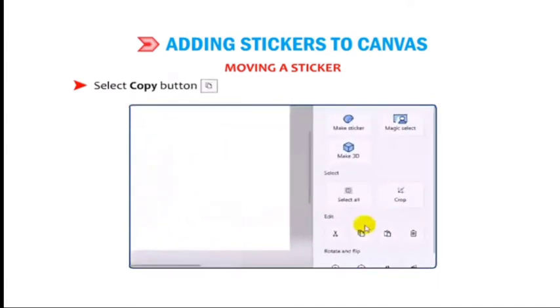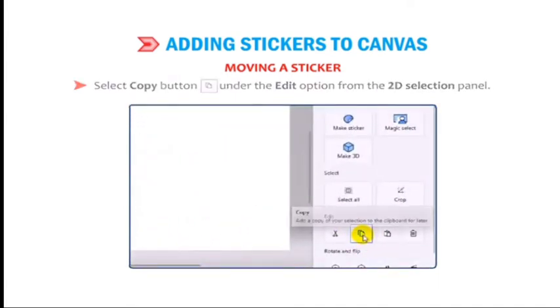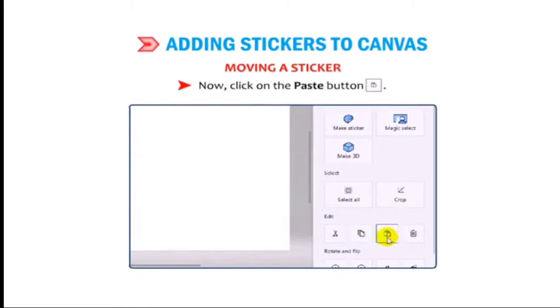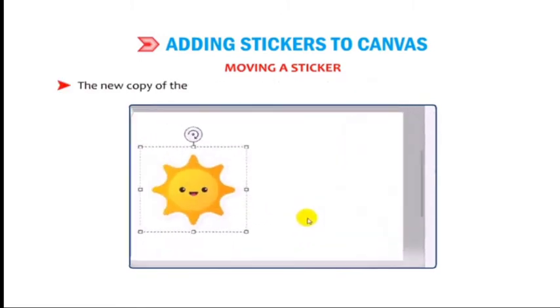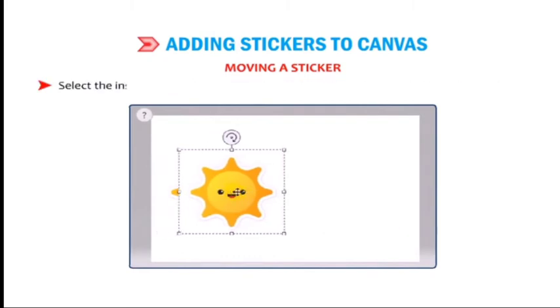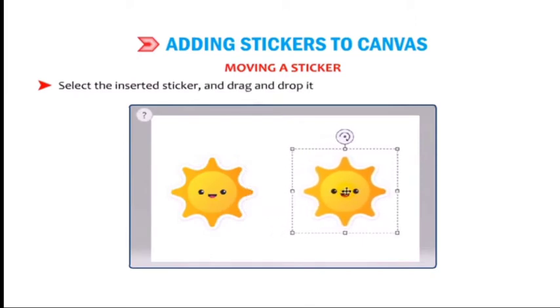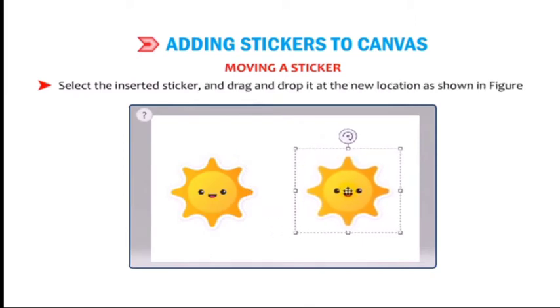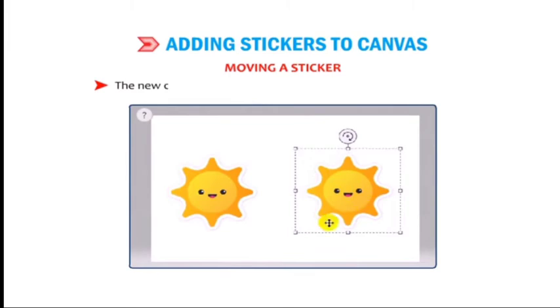Select Copy button under the Edit option from the 2D selection panel. Now click on the Paste button. The new copy of the selected sticker will be placed over the pre-existing sticker. Select the inserted sticker and drag and drop it at the new location as shown in figure. The new copy will be placed at the desired location on the canvas.